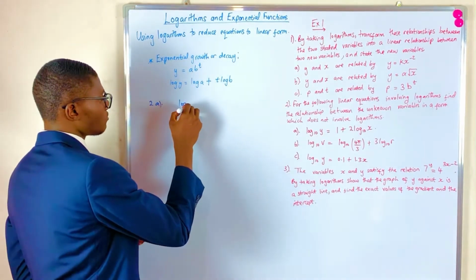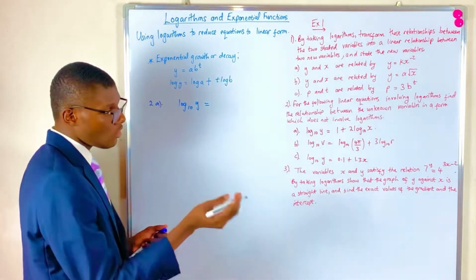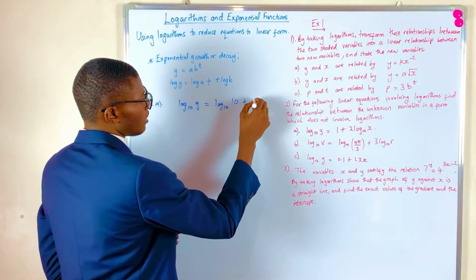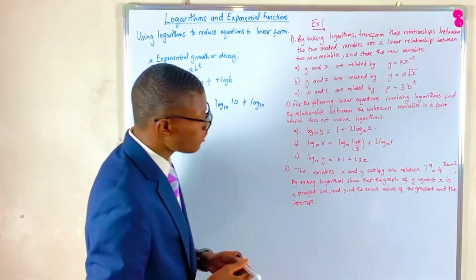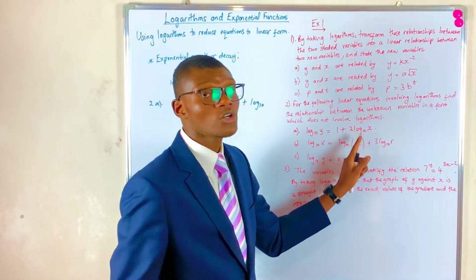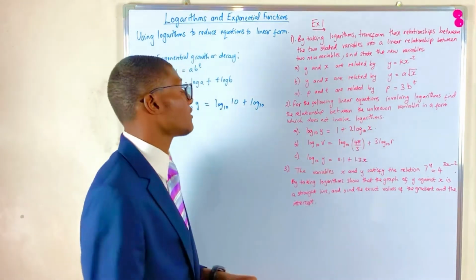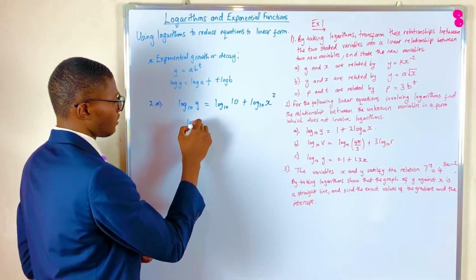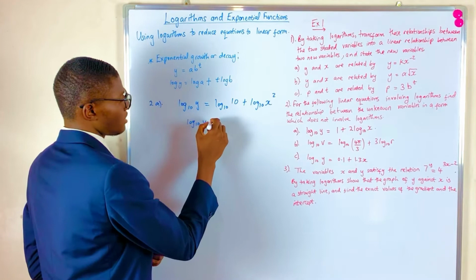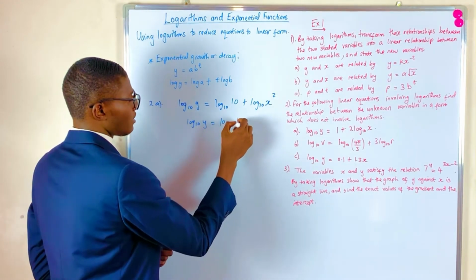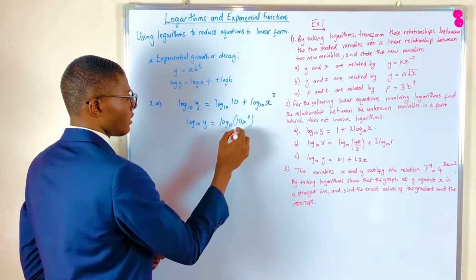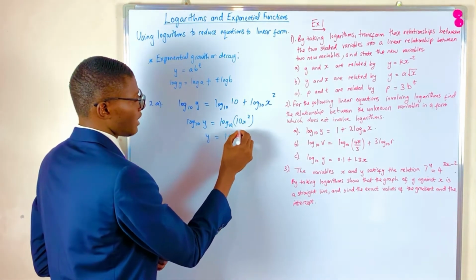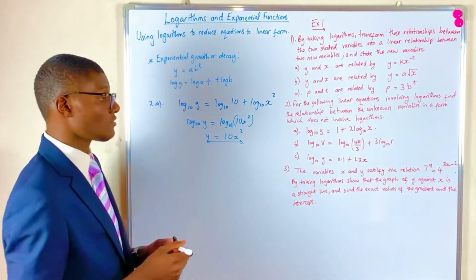we've got log to base 10 of y being equal to 1, which is log to base 10 of 10, plus 2 log to base 10 of x, which is the same as log to base 10 of x squared. So if we combine that, we've got log to base 10 of y being equal to log to base 10 of 10x squared. Then if we remove these logs to base 10, y is simply equal to 10x squared. So that's for the first part.